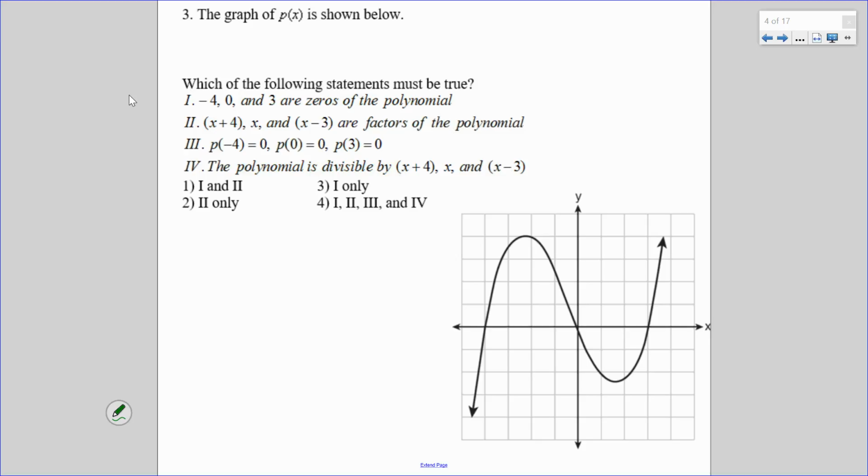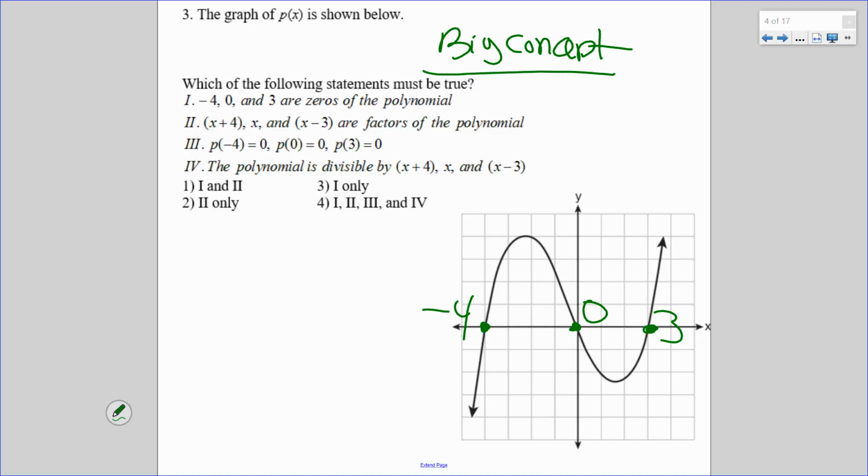The graph of P of X is shown. Here's a big, big, big concept for this problem that they want you to know. In a graph, this is super important. These are the zeros. The zeros are 3, 0, and negative 4. So first of all, if those are zeros, then P of negative 4 is 0, P of 0 is 0, and P of 3 is 0.